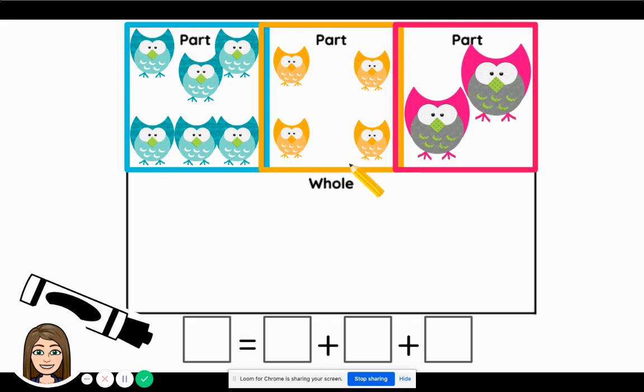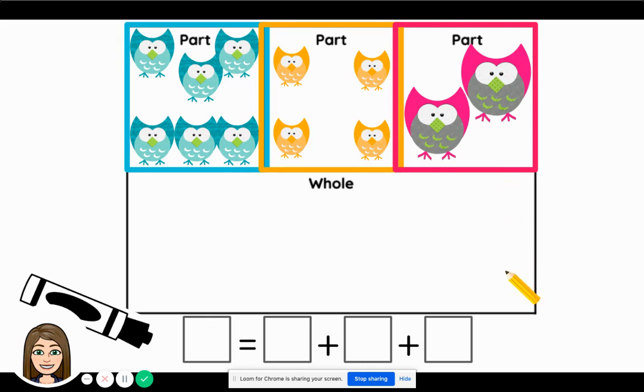Now, let's combine our third part. If I know 6 plus 4 equals 10, then 2 more makes 12. The sum of these three parts is 12.